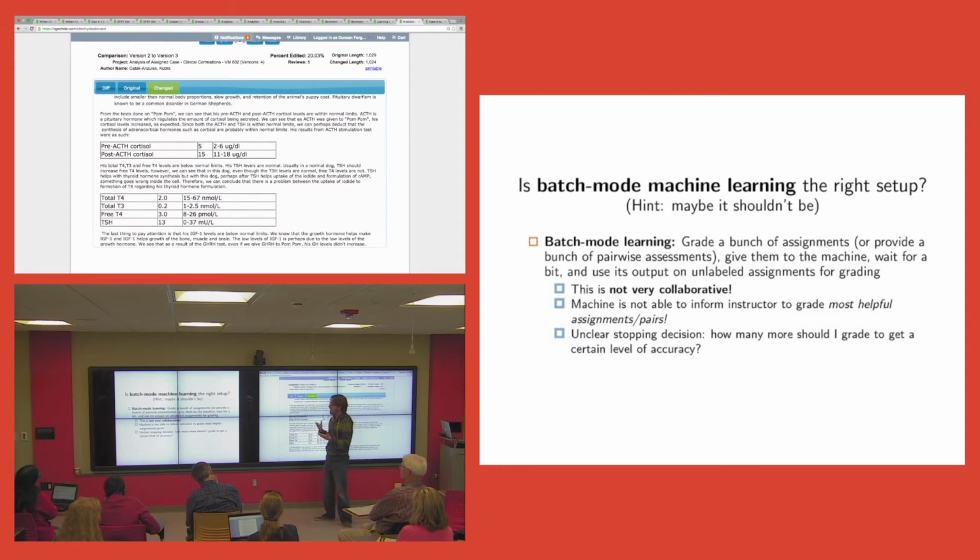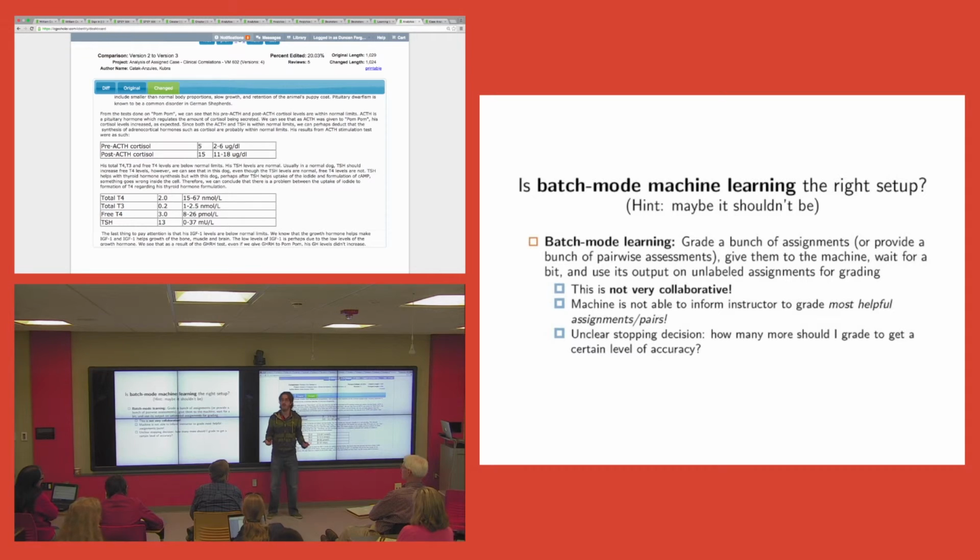It's not collaborative, first and foremost, right? So I talked at the beginning of this, right? Our goal is to have the machine helping the instructor, trying to use the least amount of effort to get these assignments graded. Having you grade a random 50% and then throwing that at the machine and having it churn and say, here are the outputs, wasn't really collaborative.